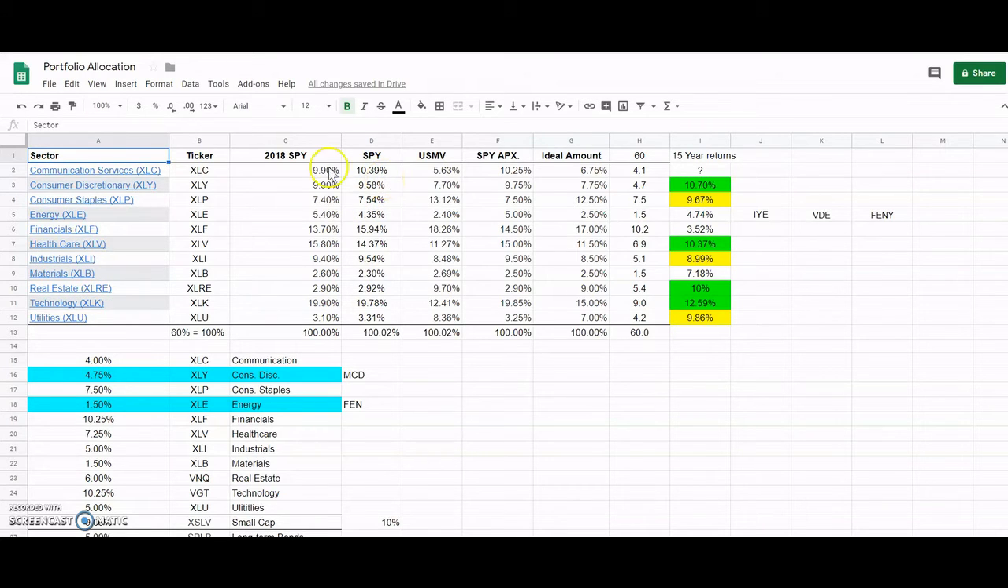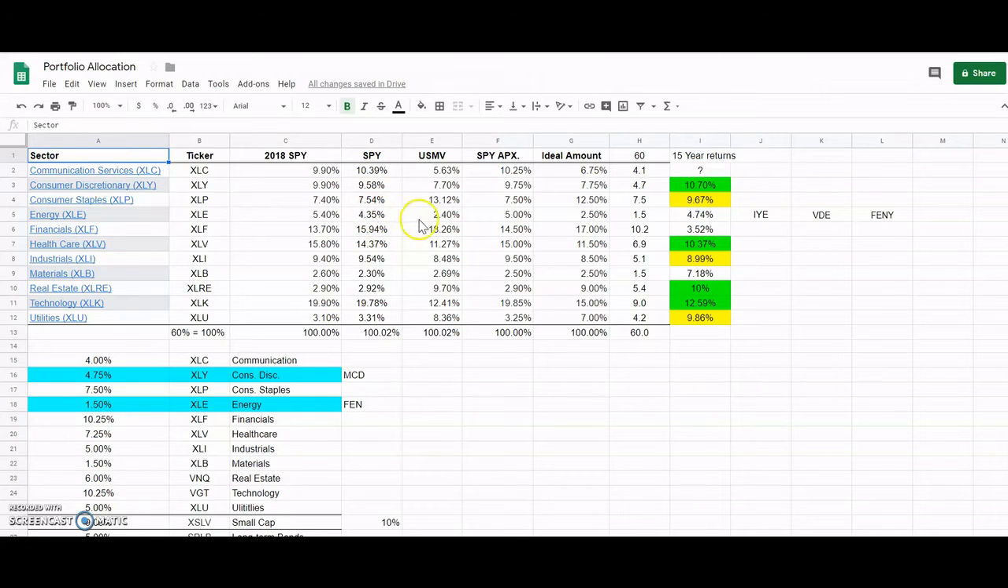So this is the current allocation. I did this research last week. This is the current portfolio allocation within SPY to communications versus USMV's allocation to the communications sector, right? So it's almost half. And then consumer discretionary, SPY is higher. Consumer staples, though, USMV is almost twice, well, not quite twice as high, but it's higher, right?